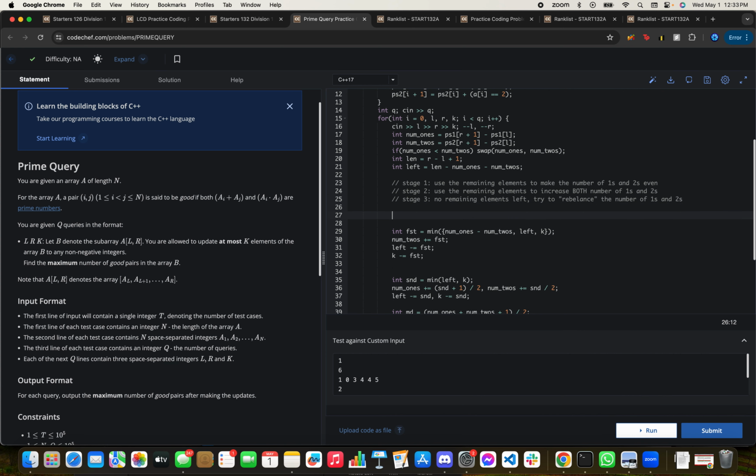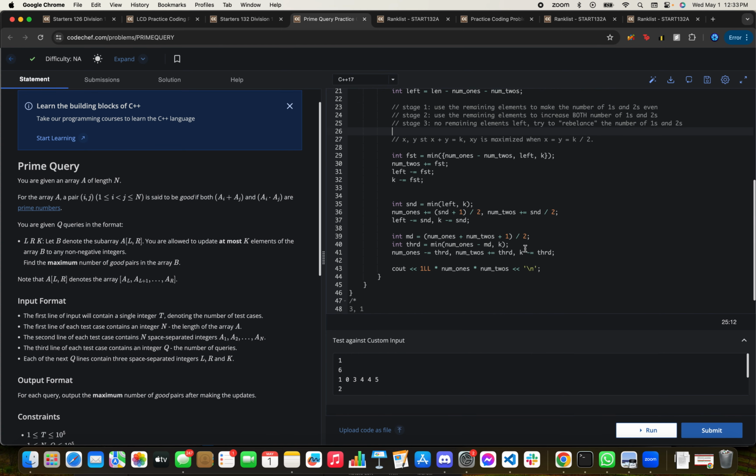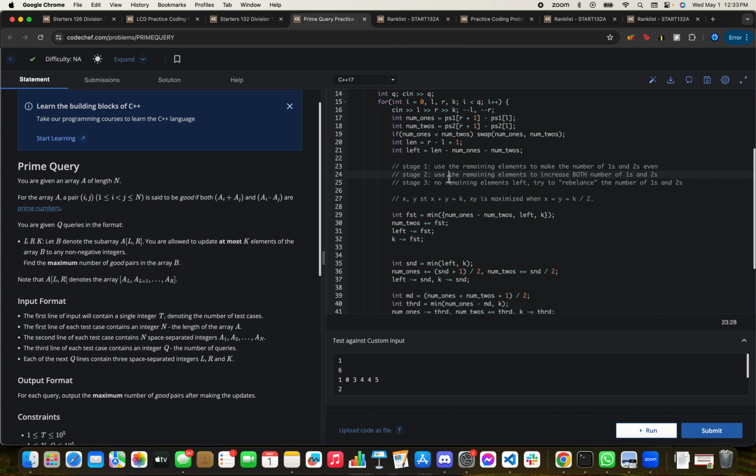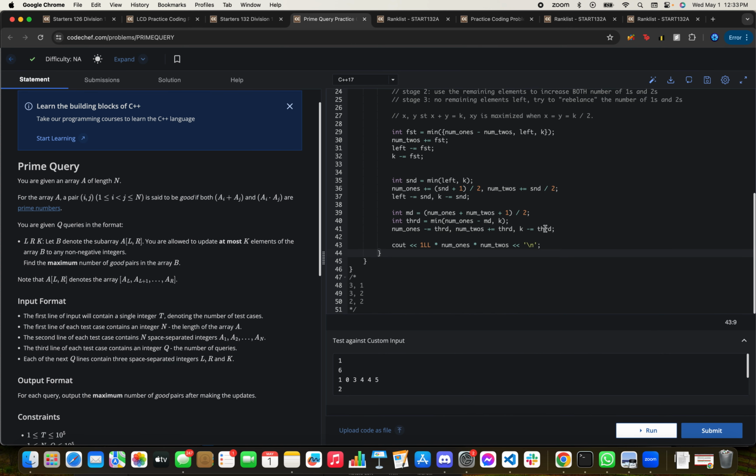And I guess the key reason why you want the 1s and 2s to be balanced, given that the total is constant, is that if you have x and y such that x plus y equals k, xy is maximized when x equals y equals k over 2. That's just AM-GM, I guess. So that's basically what it's doing. This is just modeling each of these stages greedily, and then you get this answer.